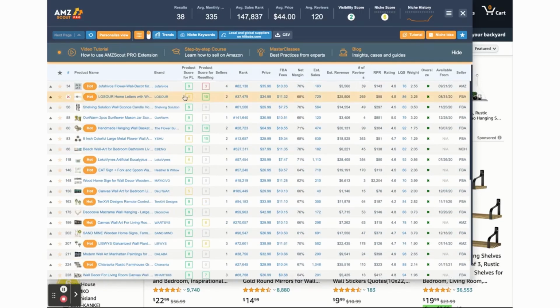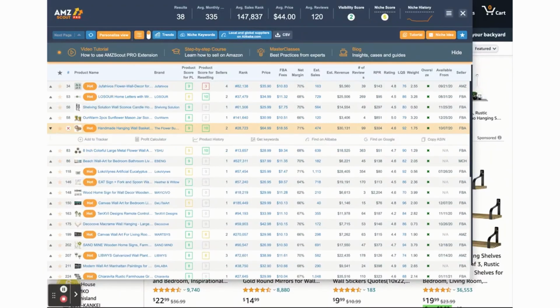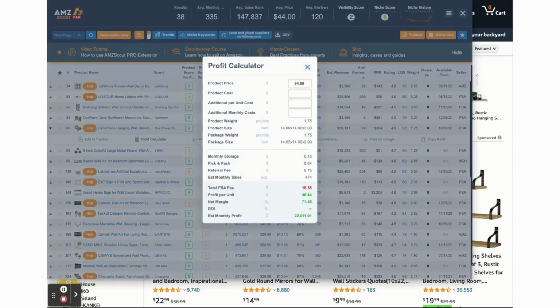Once you have filtered all of these items, you can either download this to an Excel spreadsheet, or you can just click on each of these items to see what each product is. One thing you can also do is click on this arrow over here, and you have the ability to see the profit by using the profit calculator. You can also look at the product history or get the keywords. So I'm going to click on the profit calculator.